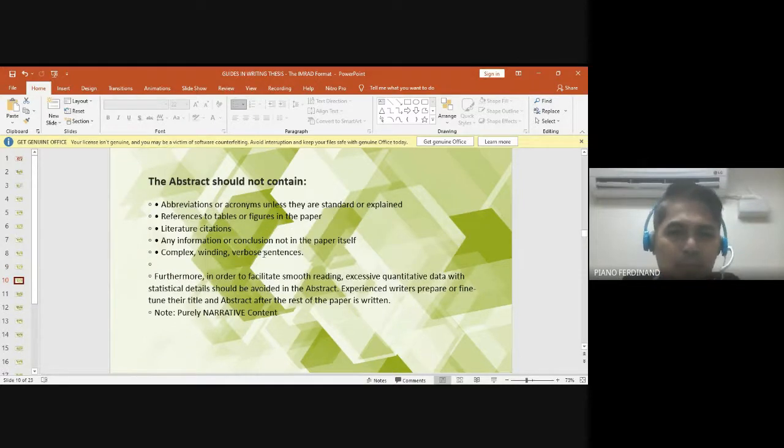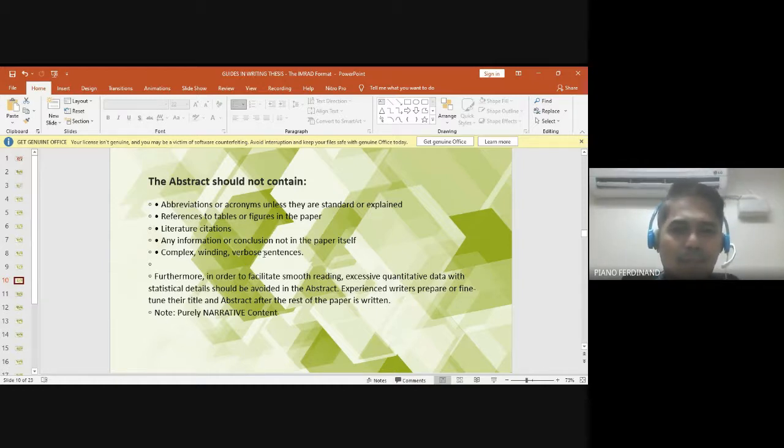So the abstract should not contain abbreviations and acronyms, references to tables or figures in the paper, literature citations, any information or conclusion not in the paper itself, of course, complex wording and verbose sentences. Dapat kasi very concise and very precise yung laman ng abstract natin.